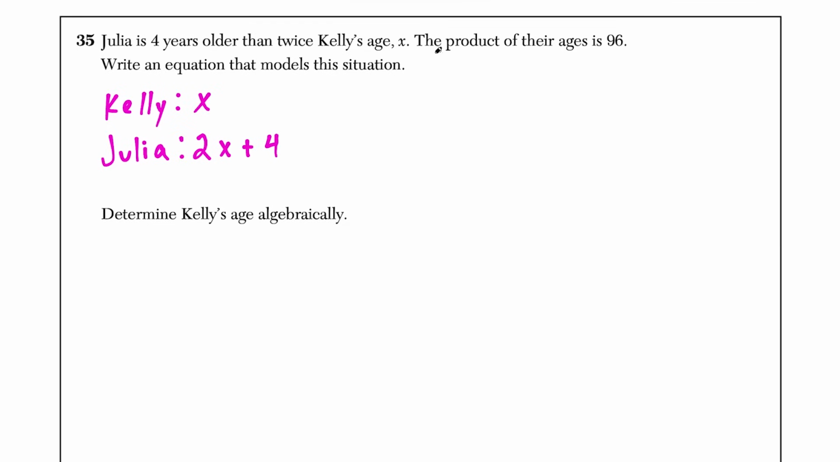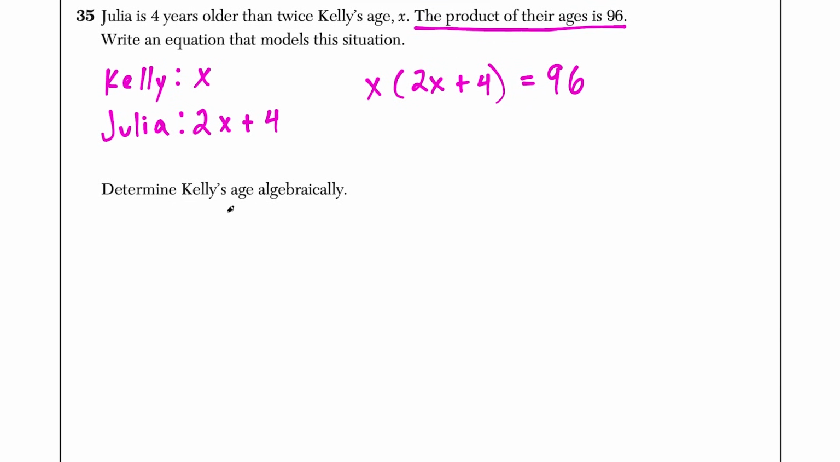And then the key detail here that helps us build the equation is that the product of their ages is 96. So if I multiply x times 2x plus 4, we could set this now equal to 96. Okay, so this would be the equation that models the situation. So now the next thing we're going to do is determine Kelly's age algebraically. So we could take this equation here and we could distribute the x. So we're going to get 2x squared and then plus 4x is equal to 96.